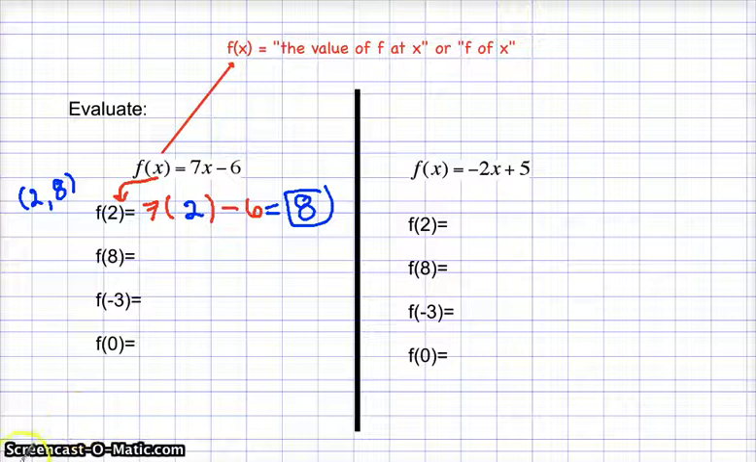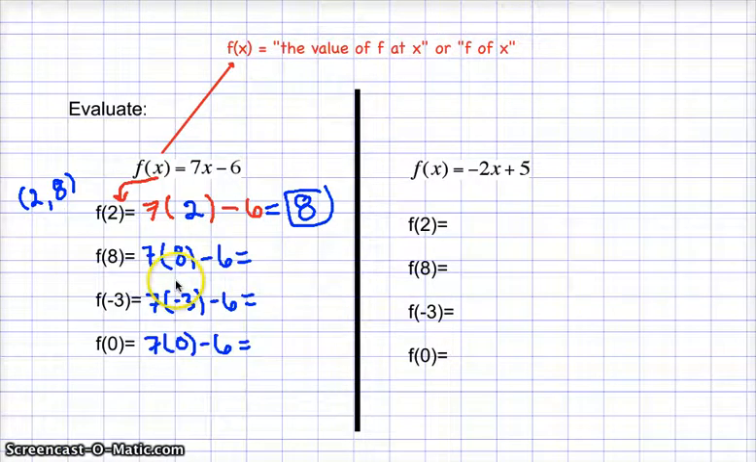Go ahead and pause the video and fill in your answers. Alright, hopefully you just wrote down the exact same phrases that I did. 7 times 8 is 56, minus 6 would be 50. So again, the output is 50. Input 8, so the domain contains 8, the range contains 50. At negative 3, that makes negative 21, minus 6 is negative 27. And 7 times 0 is 0, minus 6 would be negative 6.